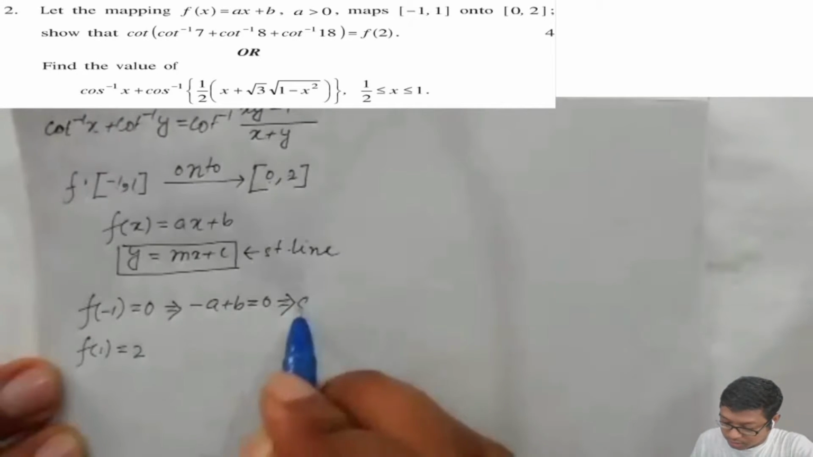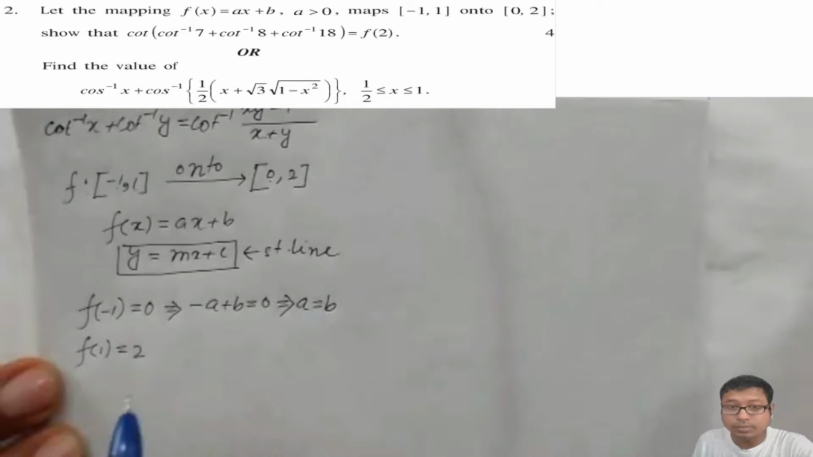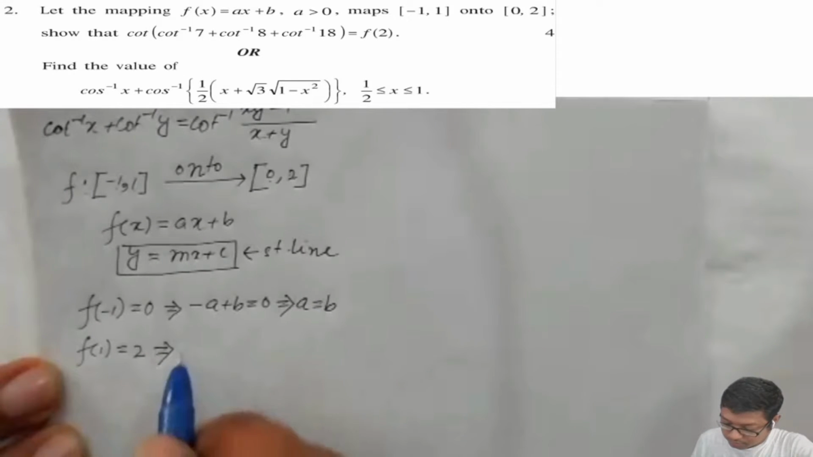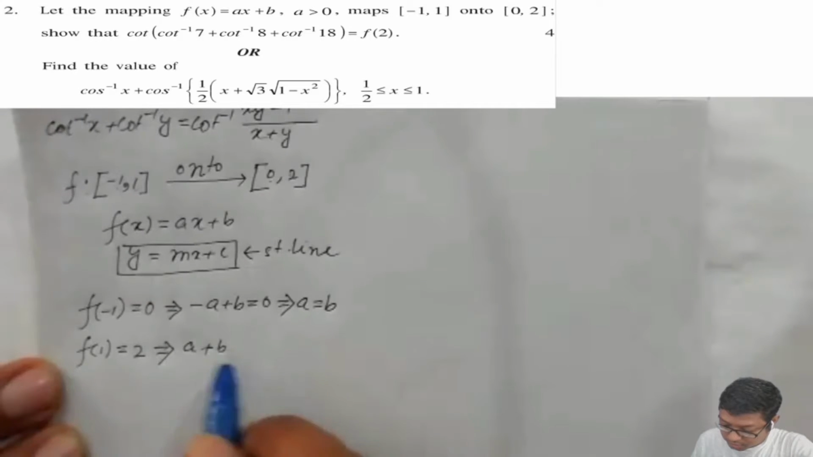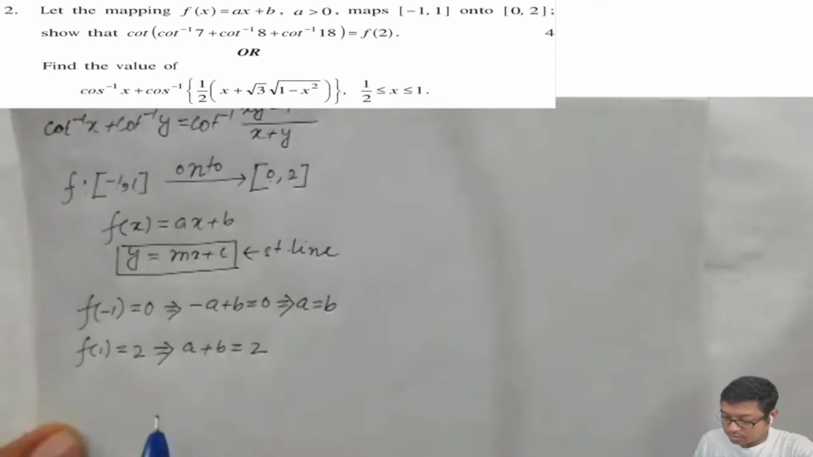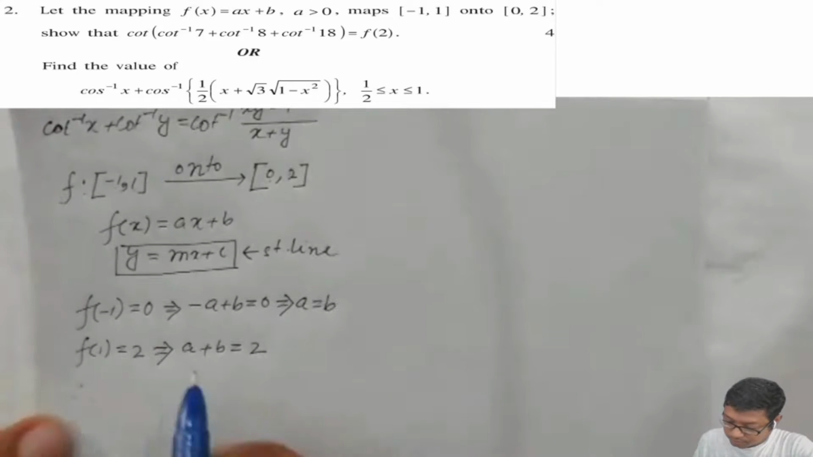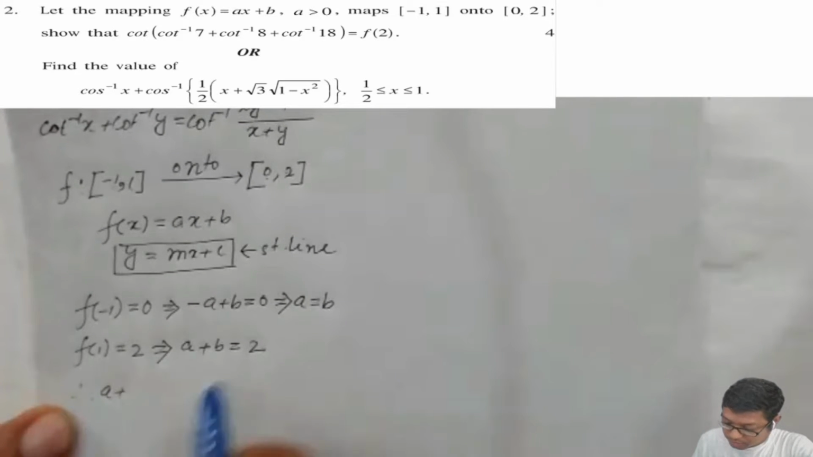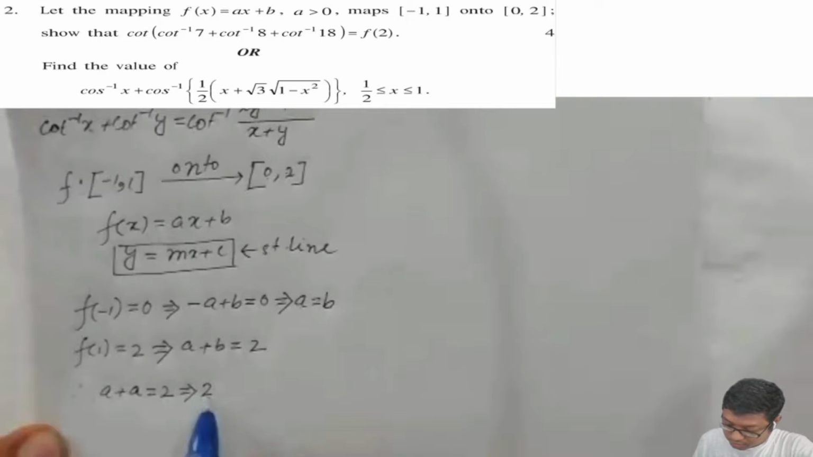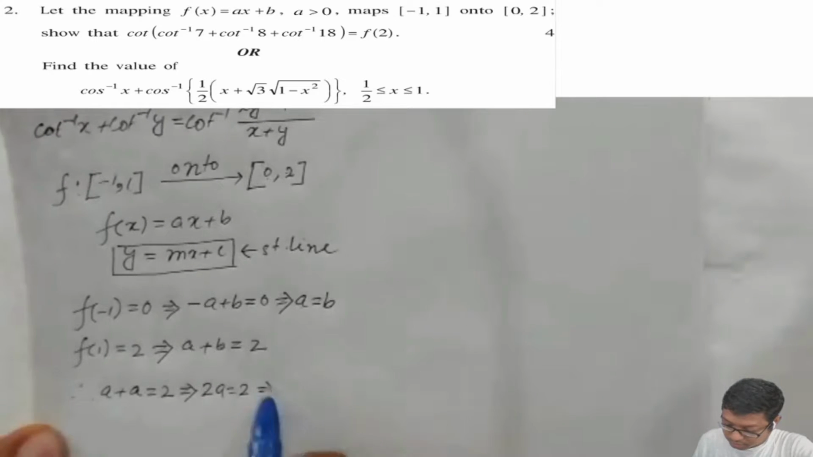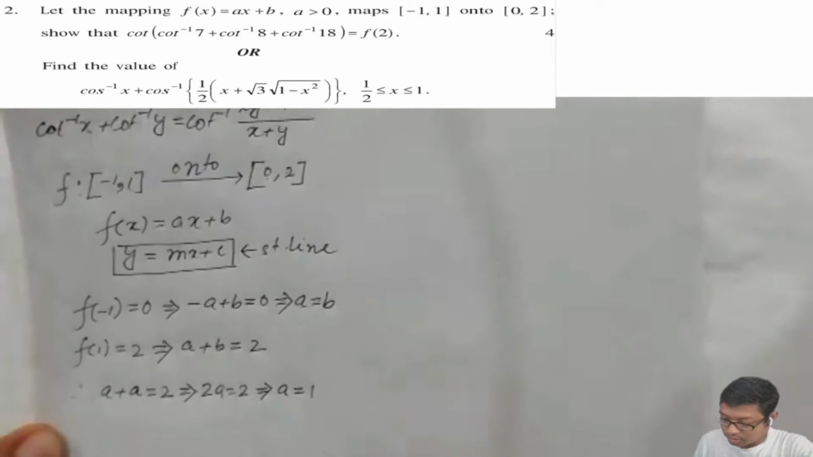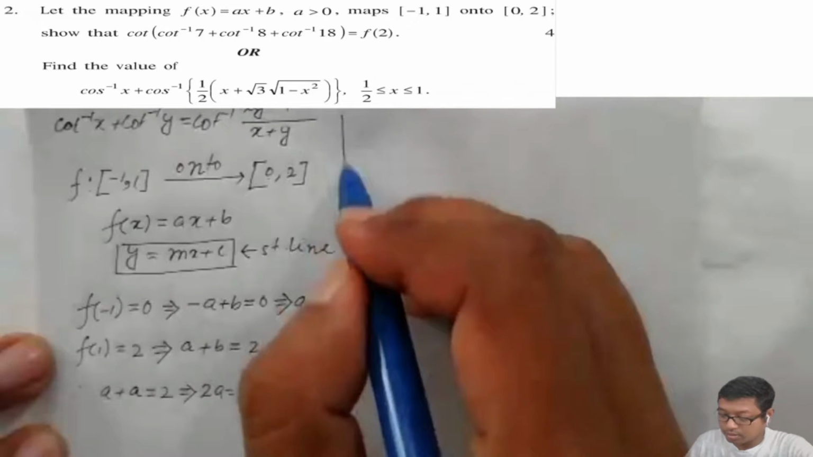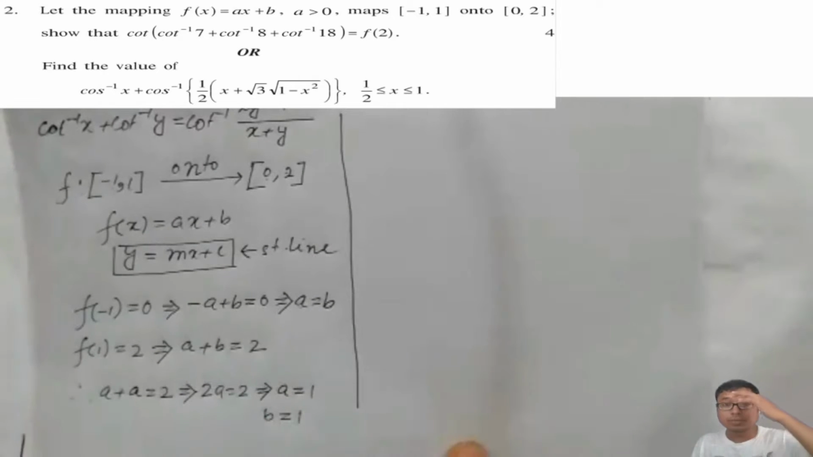This implies we can write a = b. This implies a + b = 2. Now therefore a + b, in place of b I can put a here, a + a is equal to 2. This implies 2a = 2, which implies a = 1. If a is 1, then b is also 1. Fine. Up to here I think no one is having any problem.